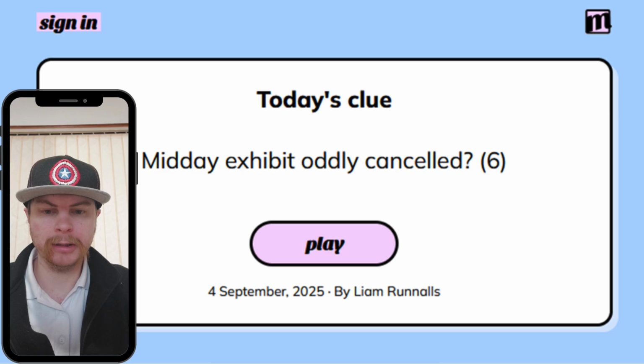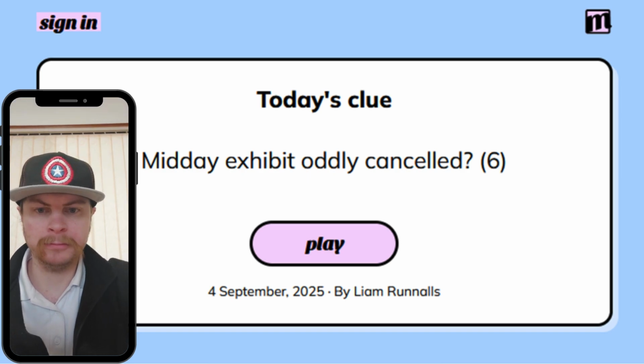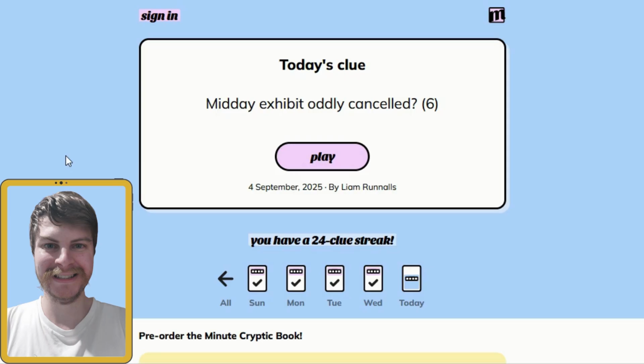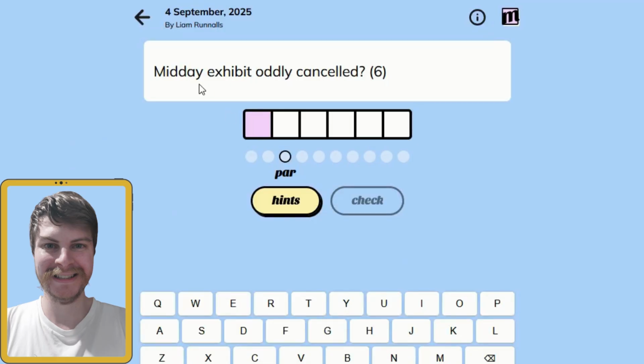This is my Minute Cryptic solve. Today, September the 4th. Let's begin today's Minute Cryptic. Midday exhibit oddly cancelled. 6 letters.